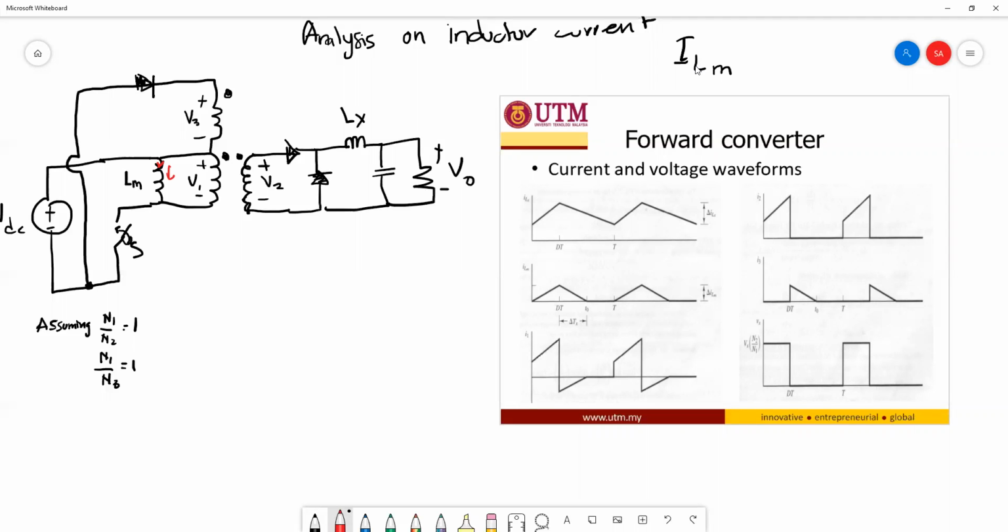If you look at this slide, this is the summary of all the current and voltage waveforms for this forward converter. This is the current that flows inside this ILX. This is during the on state, and this is during the off state. During the on state it will charge, and during the off state it will discharge. So that is for the ILX.